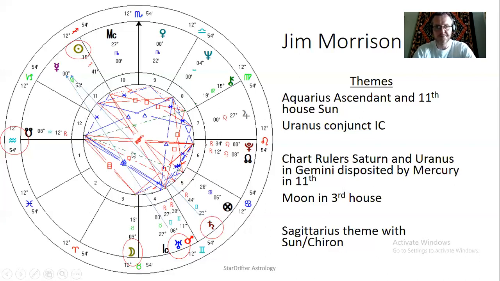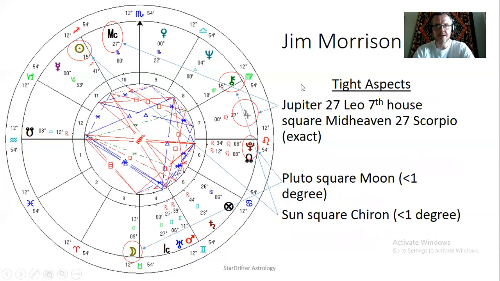Okay. The really tight aspects in Jim's chart, we have the Jupiter midheaven exact aspect. The midheaven at 27 degrees Scorpio, Jupiter at 27 degrees Leo, an exact square. So let's start with the Jupiter. Okay, Jupiter in Leo. Jupiter in your chart is where you expand and grow. It's where you have your luck and your abundance.